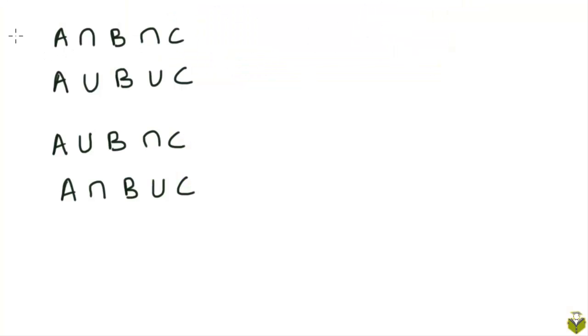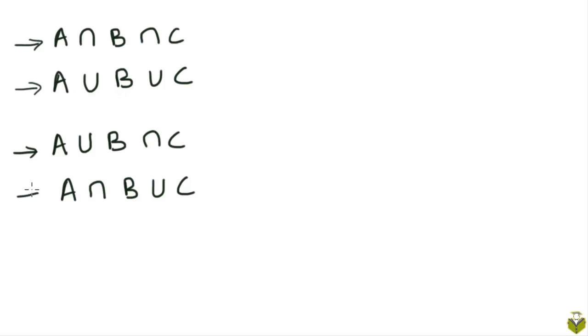We saw that order does not matter if we have a series of intersection operations. So if we had A intersection B intersection C, it doesn't matter in what order we compute the intersection. Similarly, if we had A union B union C, it doesn't matter in what order we compute this union. We could first compute A union B and take the result and union that with C, or we could compute B union C first and then take the result and union that with A.